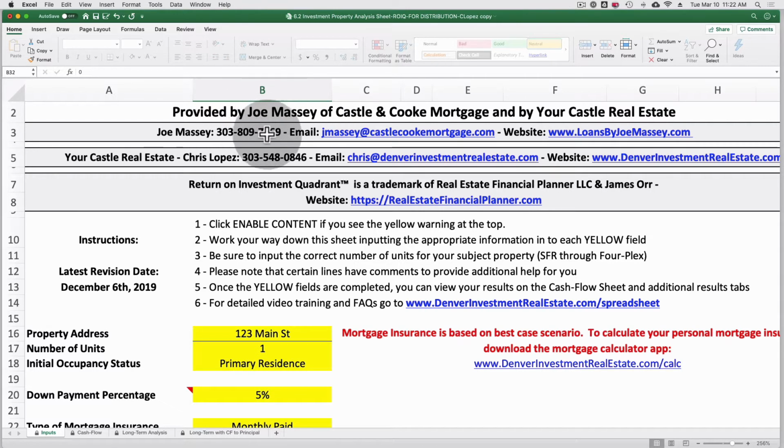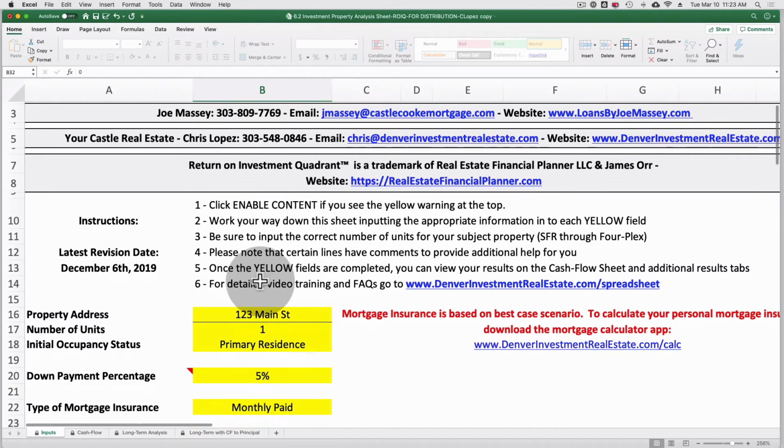So this is coming to you from myself, Joe Massey, Castle Cook Mortgage, Chris Lopez, Your Castle Real Estate, and then one of our partners, James Orr at Real Estate Financial Planner, LLC. He's the one that put together the ROIQ quadrant and is a really critical piece that we've been using to analyze properties lately. So once you click Enable Content, you're going to work your way down the sheet and just fill out each of the yellow fields. So the sheet is locked, so you can't change the formulas. You can't change things that would give you bad results. You can only change the areas highlighted in yellow.